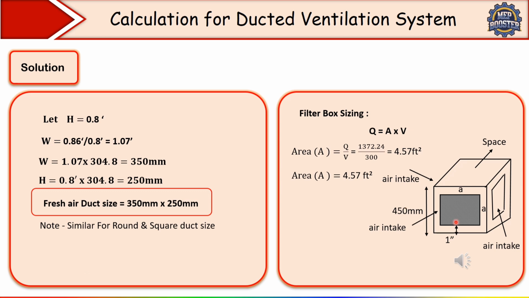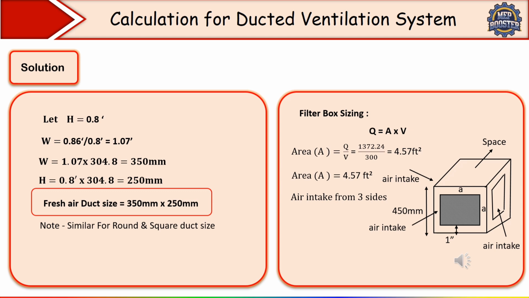In a filter box generally we have three sides, meaning air will intake from three sides. This is from the front side. Yes, this is our filter. So air will intake from the front side, then through this side and through this side. Then on the back side, we have to connect the duct which is going into the basement. So air will intake from three sides.